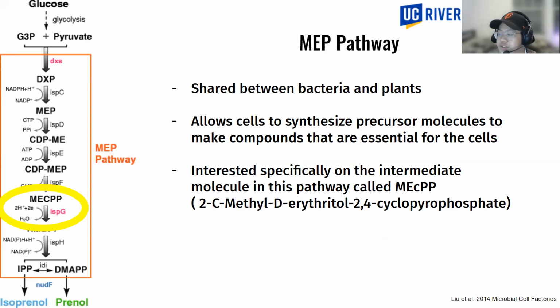Specifically, our lab is interested in the MEP pathway, which is shared between bacteria and plant cells. The MEP pathway allows cells to synthesize precursor molecules to make compounds which are essential to the cell. The intermediate molecule in the MEP pathway of interest for our lab is called MEcPP, highlighted in yellow. Previously, our lab showed that when MEcPP accumulates, it's able to induce stress response in plants through a protein named CAMDA3 in a calcium-dependent manner.